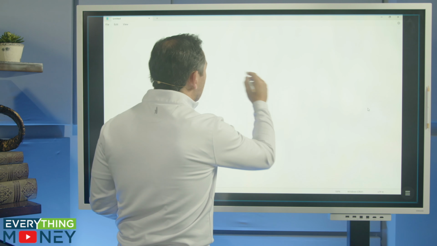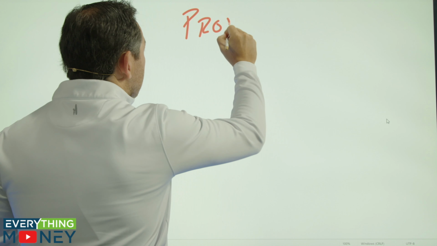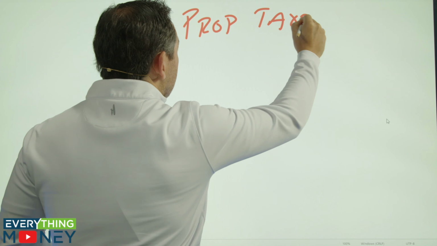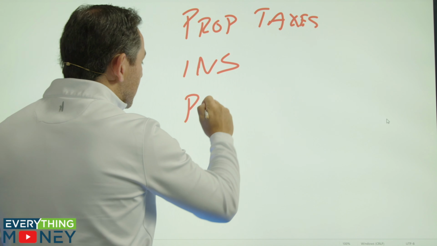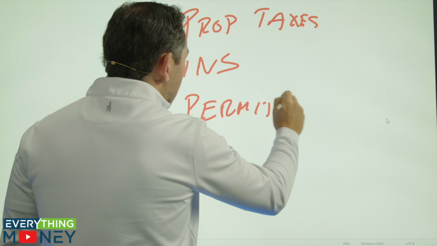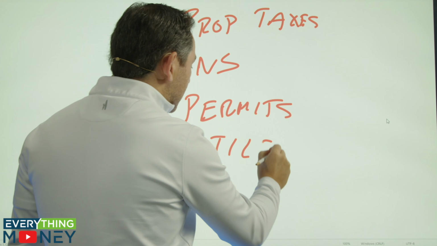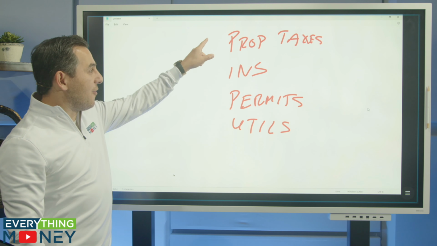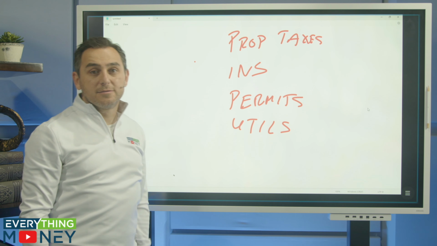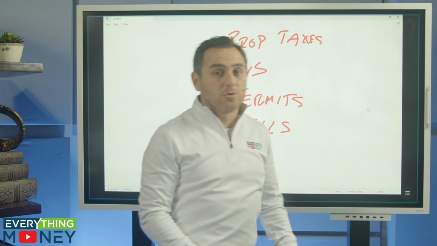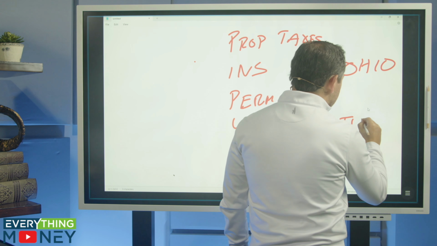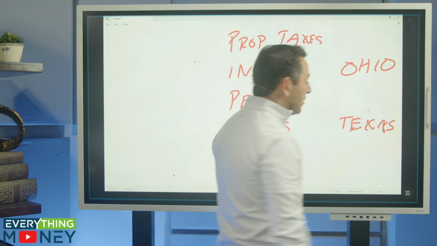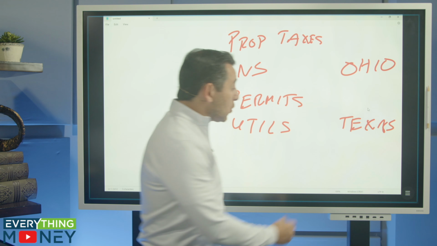In addition to that, what factors in on your rents? Well, guys, guess what? You have property taxes. You have insurance. You have permits. You have utilities. Guys, I'm sorry to break it to you. These all vary from area to area. So applying the same rule to a market like Ohio versus a market like Texas is absurd. You can't do that.